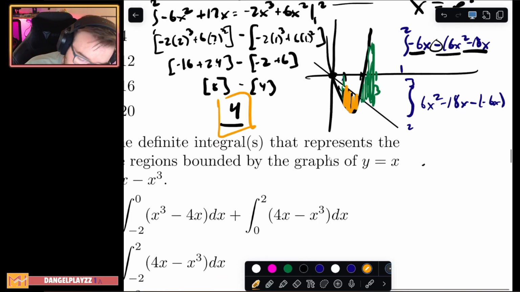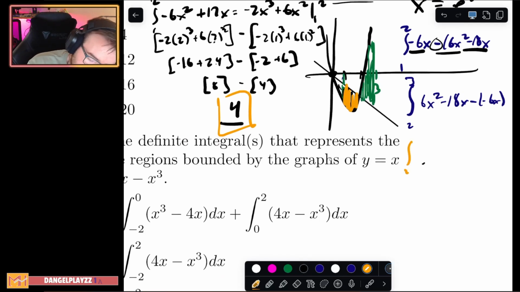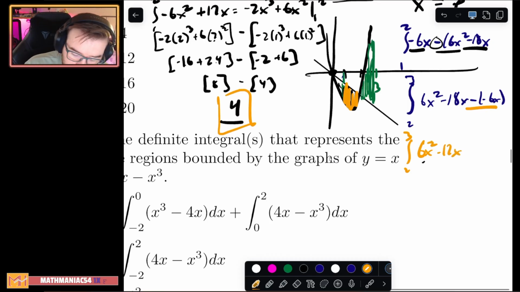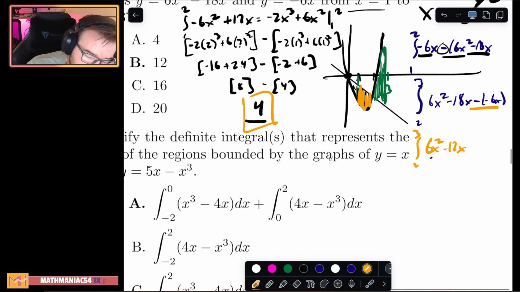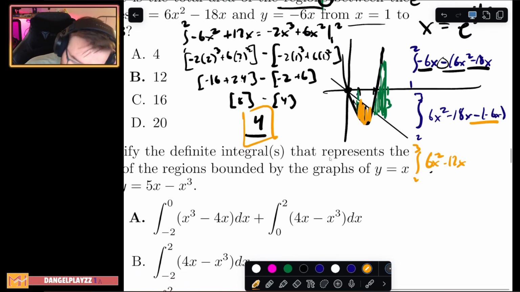Then we go again from 2 to 3. Let me minus negative 6 as plus 6. So that's 6x squared minus 12x. So this integral is going to feel pretty similar, but not quite the same.